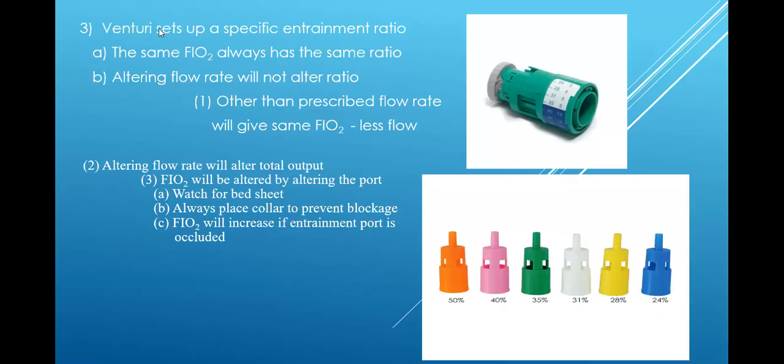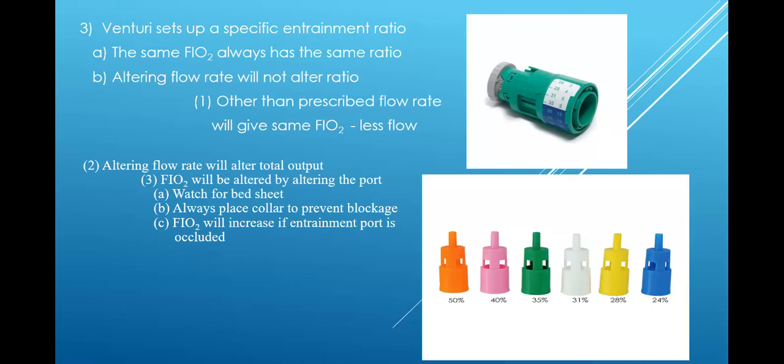It says the Venturi sets up a specific air entrainment ratio, which is your air to oxygen ratio, okay? Altering the flow rate will not alter the ratio. Don't forget that. It doesn't matter what flow I have it on, the air to oxygen parts never change, right? What is the air to oxygen ratio of a 40%? What did I say it was? 3 to 1. It doesn't matter how much flow it's on, if it's on 2 liters or 10,000 liters.